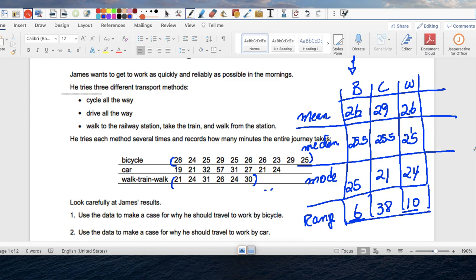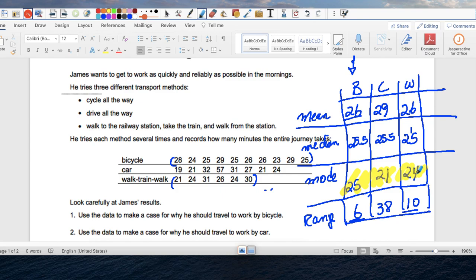Now, for the car, notice that we're going to exclude the mode. So I'm going to highlight the mode and say, let's ignore the mode. All right. So the car loses on the mean because the mean is 29, and the median is 25. And remember, we talked about, the car definitely has an outlier. It looks like the 57 is an outlier.